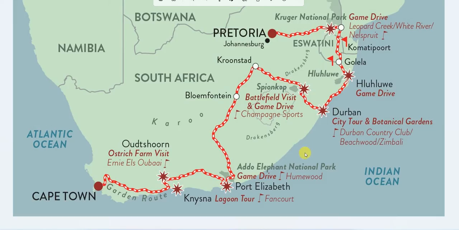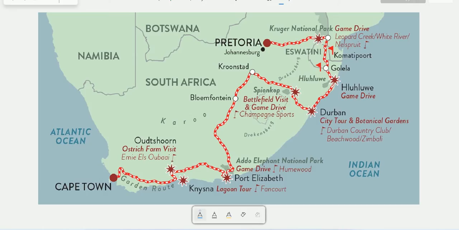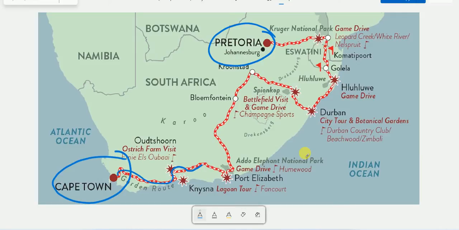This one, the Blue Train is here, Pretoria to Cape Town here. I think you may be seeing. Here we have Pretoria, and here this is Cape Town, and so this is the Blue Train railway track. This is in the country South Africa.